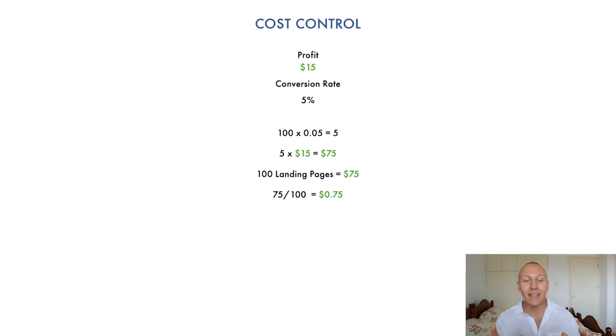Because now we're calculating that if we get 100 landing page views, right, then 5 out of those 100 are going to actually buy our product, which is going to make us $75. So that means that each and every landing page view on average is going to be valued at $0.75. All right? So that means that our cost control is going to be $0.75. So that means that if we bid a maximum of $0.75, we can stay profitable. All right? This is some really great news.